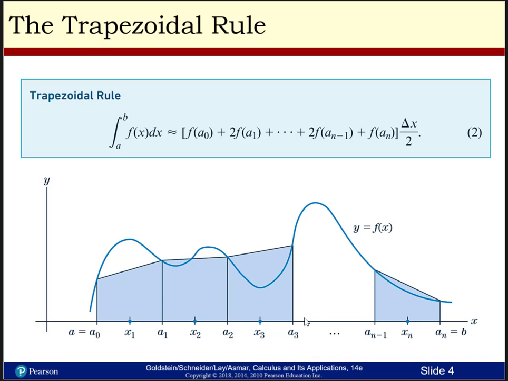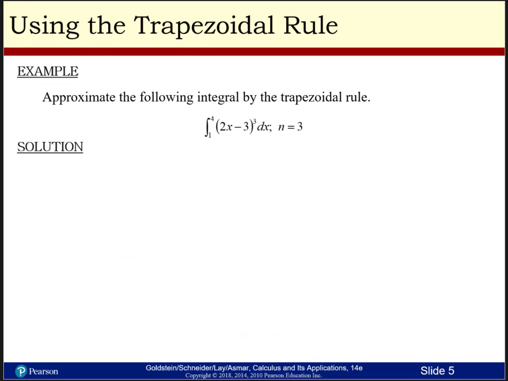plus 2 times the function at a2 plus 2 times the function at a3, and so on, all the way till you get to the end. Now notice that the beginning point and the end point are not multiplied by 2. All right, and then we will multiply that by delta x over 2. That's just following a trapezoidal area calculation.